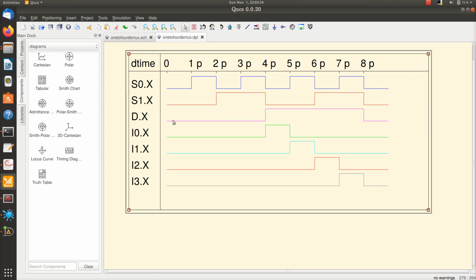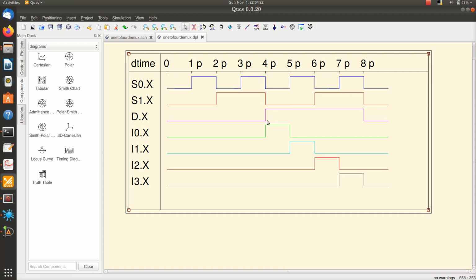Now this D initially is low up to 4 picoseconds. So what happens is this is placed at I0. When it is 0 0, I0 is a 0. When it is 0 1, I1 is a 0. Sorry, when it is 1 1, I3 is a low because data is a low. And when it comes here, if I look at this I0, this is a 0 0 coming in again.